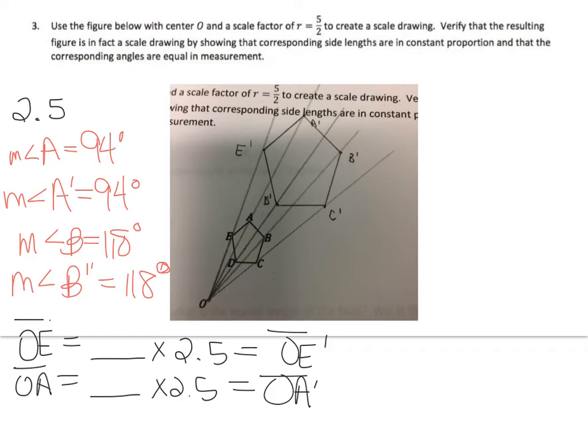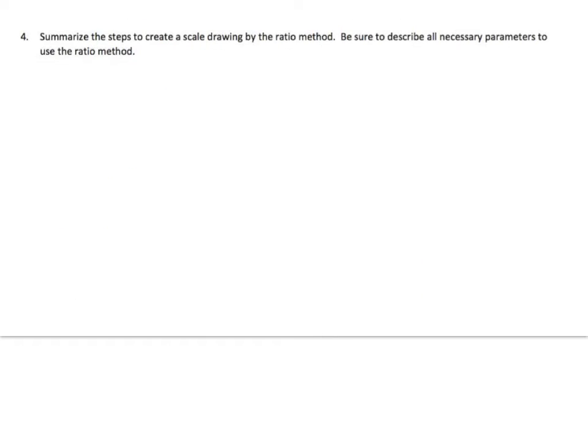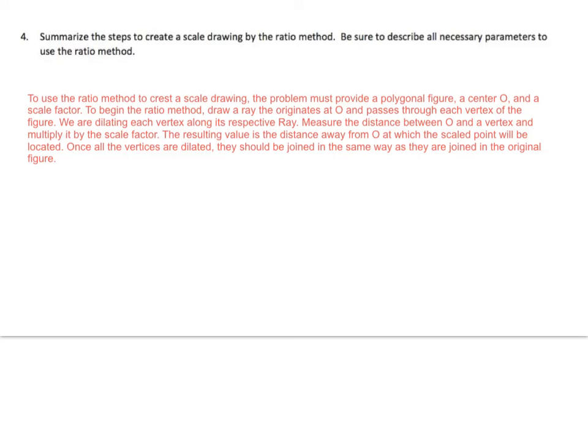Cool? All right, summarize the steps to create a scale drawing by the ratio method. Be sure to describe all necessary parameters to use the ratio method. Okay, I'm going to push pause and go ahead and type this in so you can actually read it. Okay, to summarize this, to use the ratio method to create, I guess I should have proofread it before I pushed go.